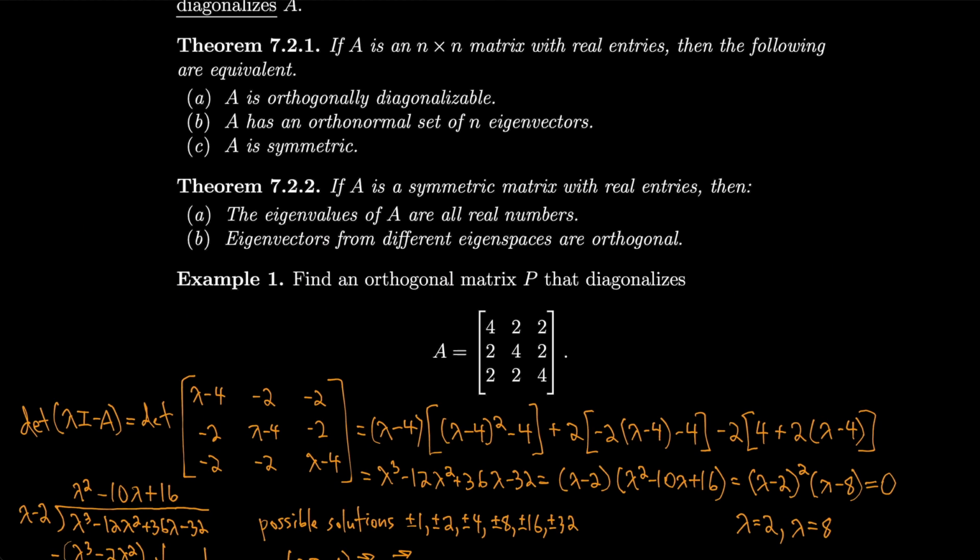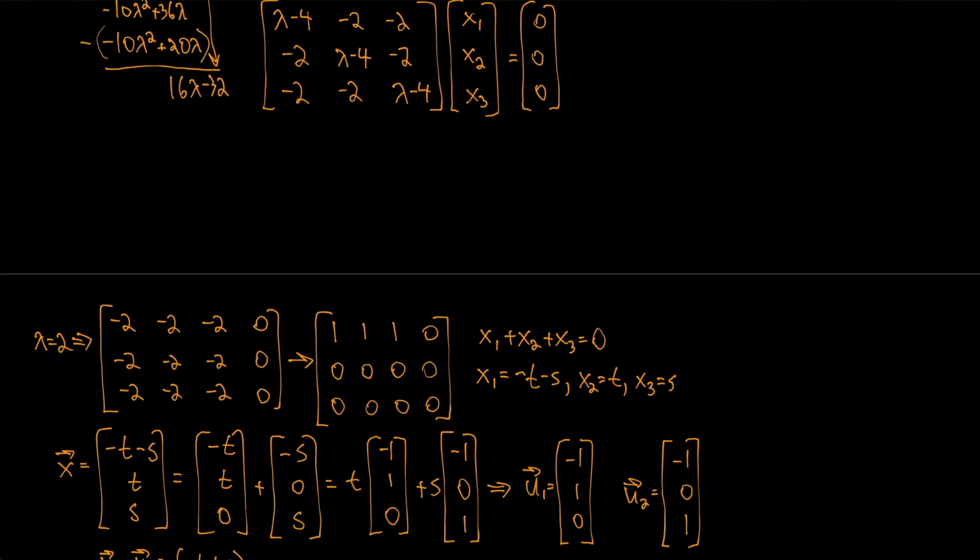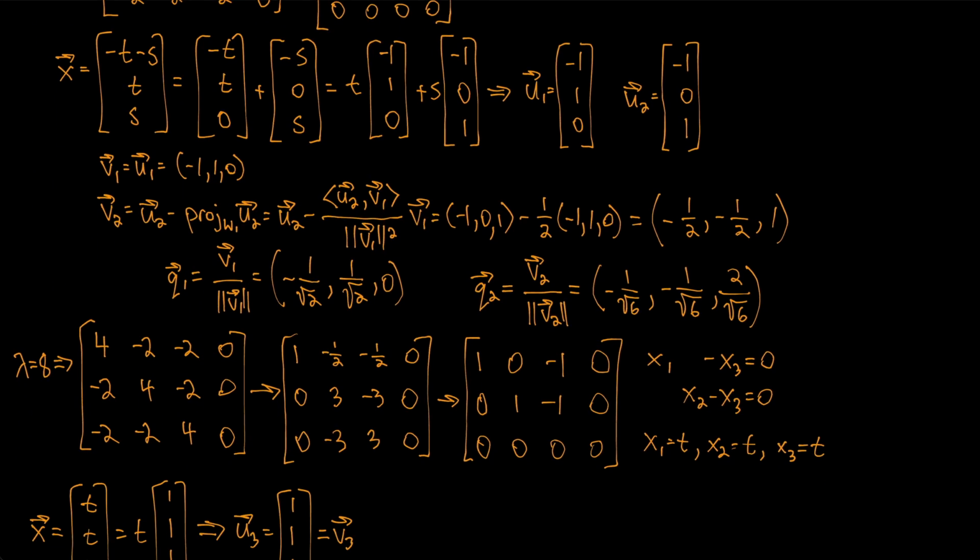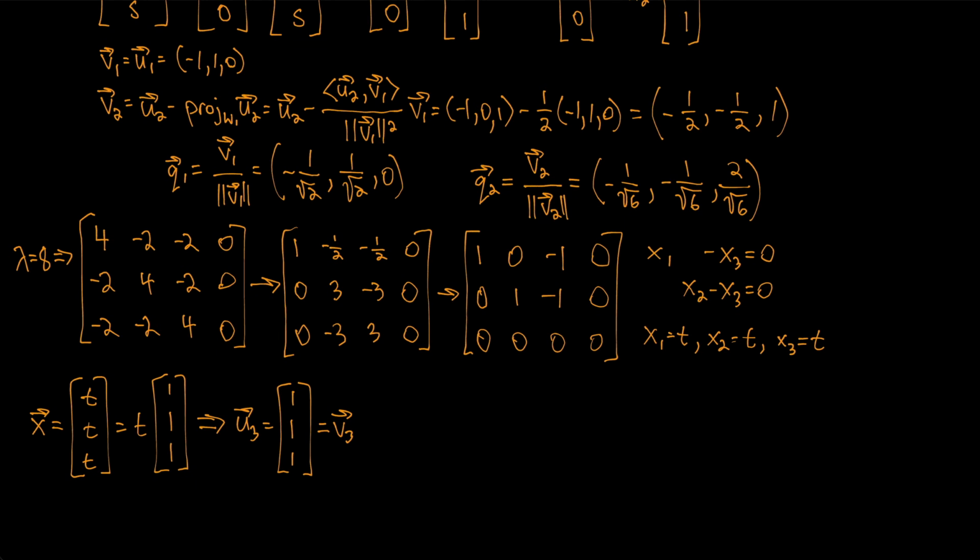by our theorem, eigenvectors from different eigenspaces are automatically orthogonal. So I don't have to do Gram-Schmidt. I only had to do it for the other one because I had two eigenvectors in the same eigenspace. Since v3 comes from lambda equals 8, I don't have to do Gram-Schmidt again. It's already orthogonal. So that's nice. That'll save me some time. And now I just have to normalize it to get my orthonormal vector. So that'll be v3 divided by its length.